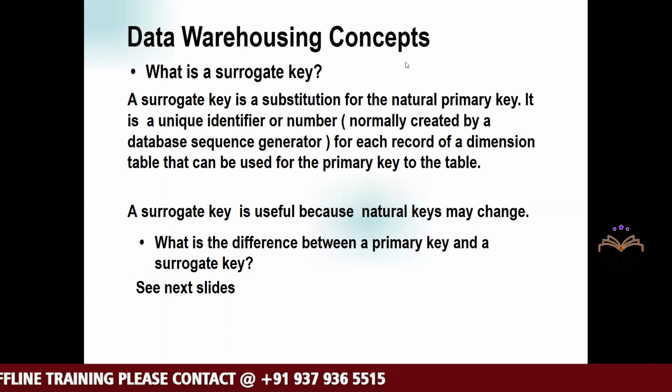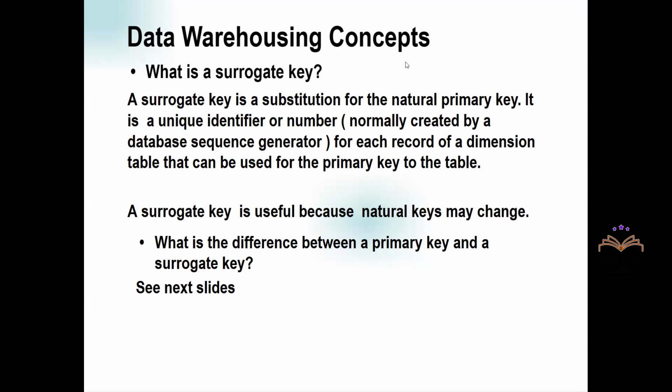What is a surrogate key? A surrogate key is a substitution for a natural primary key. For example, a surrogate key is implemented to generate a sequence number in the database. In the DataStage job, while loading the data into the dimension table, we use it as a sequence number that we are going to generate.